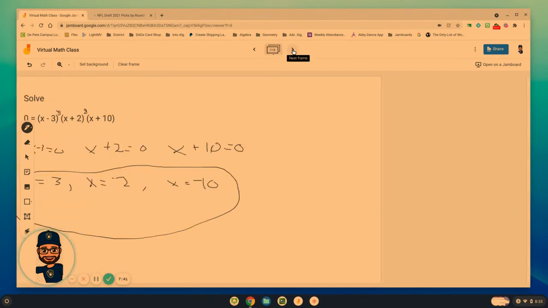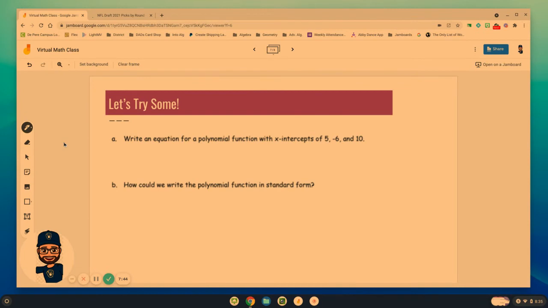The challenge becomes, can we work backwards? Can you write an equation for a polynomial who has x-intercepts of 5, negative 6, and 10? So they solved it and they got this. X equals 5, x equals negative 6, and x equals 10. How do we work backwards to show what those factors were so that we could write it as an equation? The goal is to work backwards.